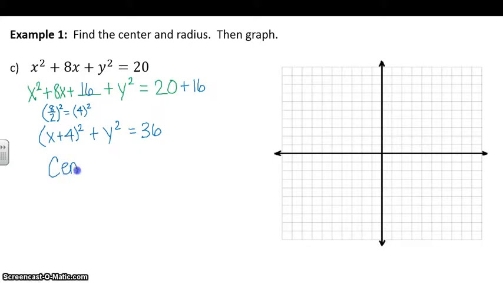So then your center is at -4, 0, and then the radius is 6. So -4, 0, 1, 2, 3, 4, 5, 6. So the circle's not going to look good on my freehand here. 1, 2, 3, 4, 5, 6. And then sketch in your circle.